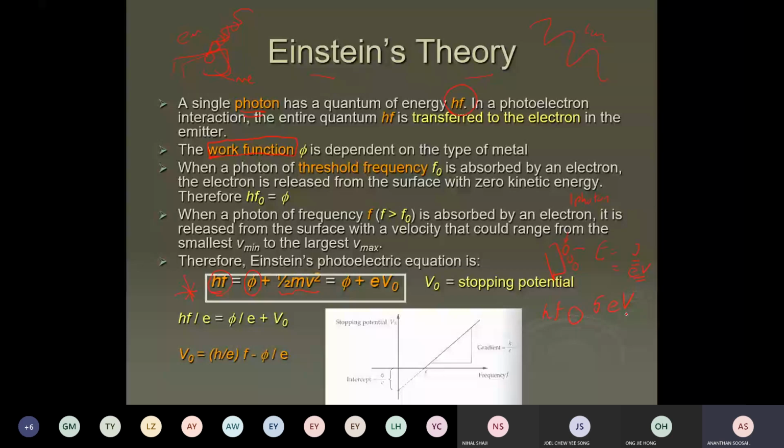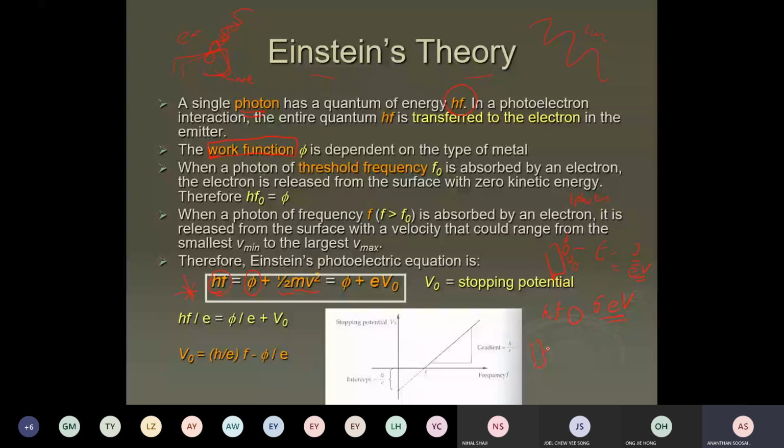So let's say the photon energy the electron gets is 5 eV. The electron's bonding is 3 eV. So the electron will pay the 3 eV. hf equals work function plus kinetic energy. The 5 eV is the photon energy, the work function, the bonding, is 3 eV, so 2 eV will be its kinetic energy. The electron will come out with a kinetic energy of 2 eV. So this is the idea Einstein said: hf equals work function plus kinetic energy.